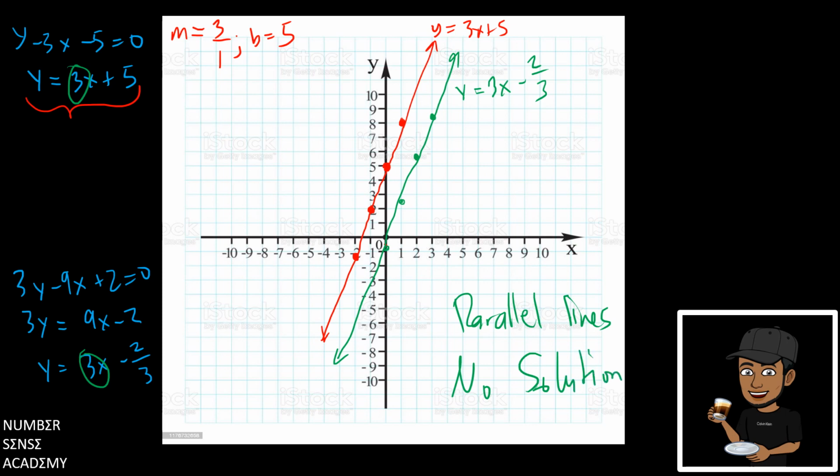So there's your tip. Before you even start graphing, look if the slopes are parallel, or equal. If the slopes are equal, they're parallel, then you could already say there's no solution. The only reason to graph it is to just double check.